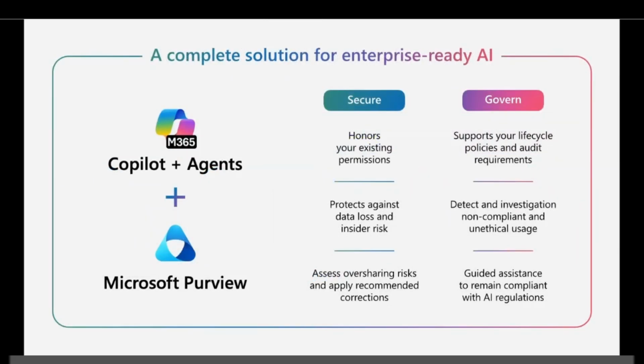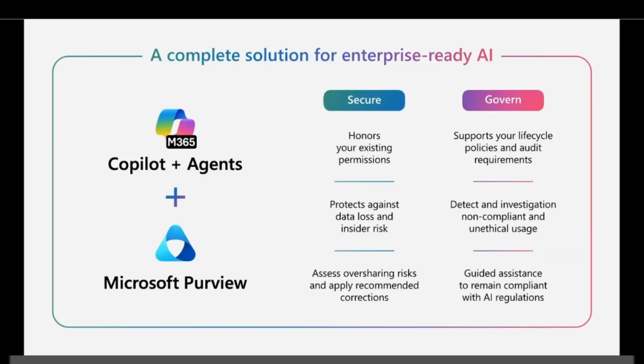Okay, so let's talk about a complete solution, right? A lot of things you're going to see in the session today are going to involve how M365 Copilot and agents and Purview work together. So there's two important sections of this. First is the security, or being secure. So what does all of that mean? Well, it means that we honor existing permissions.